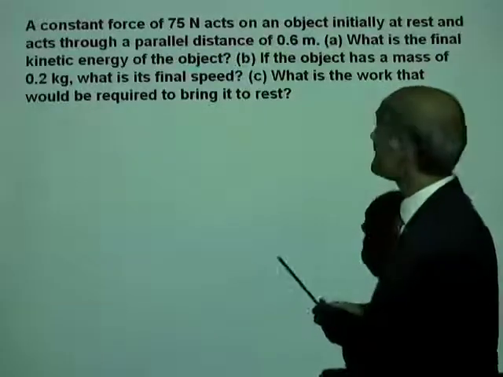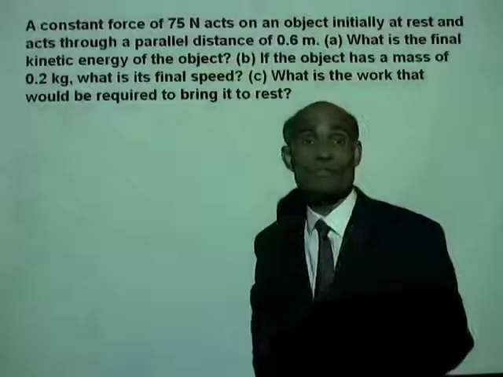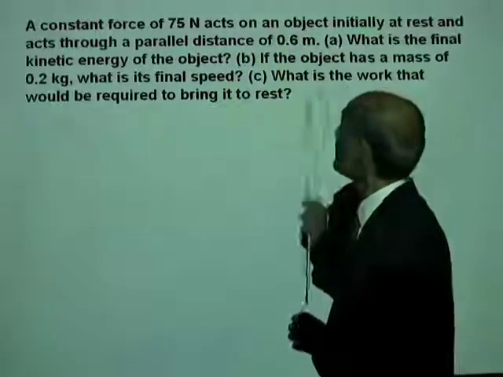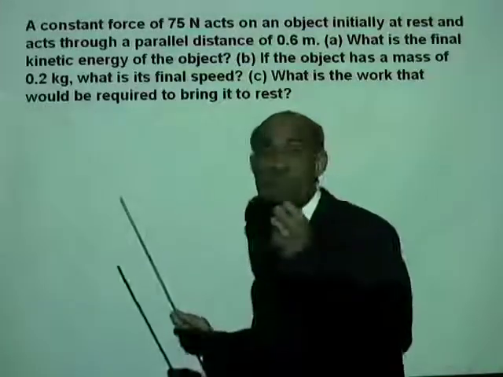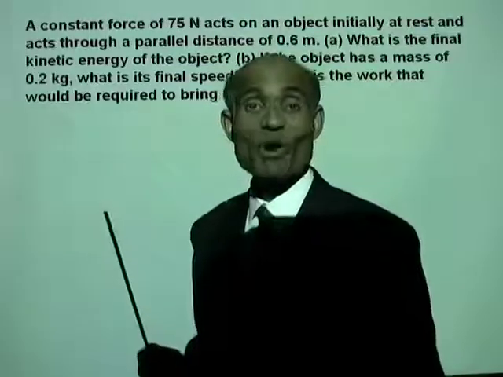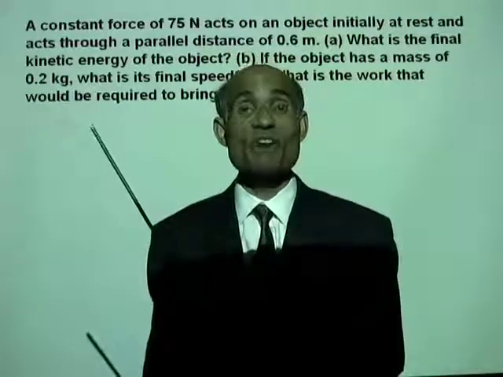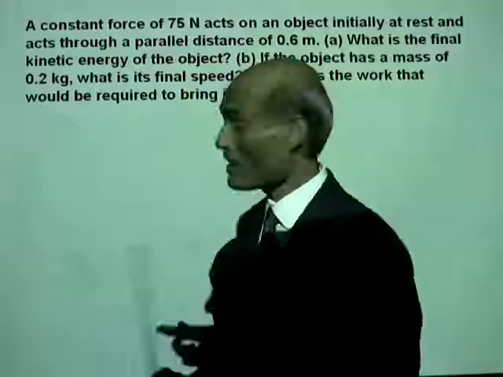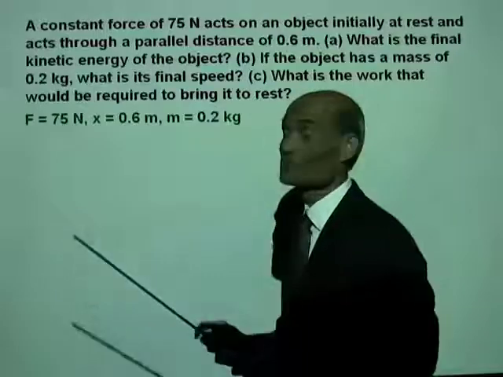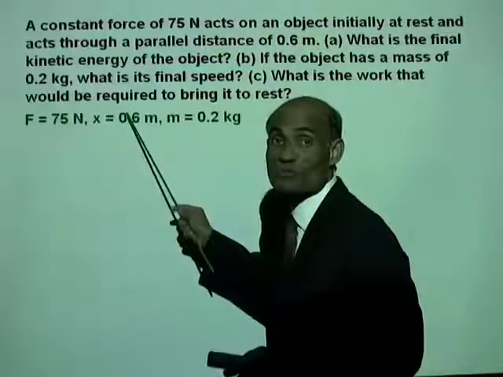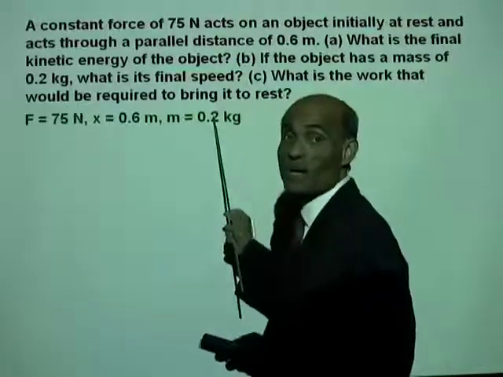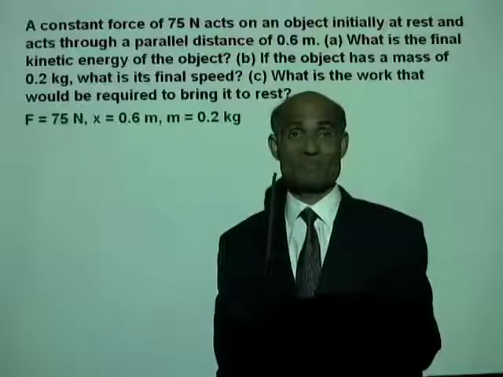B. If the object has a mass of 0.2 kilogram, what is its final speed? What is the work that would be required to bring it to rest? Well, what all this problem involves is the basic definition of kinetic energy. Alright, what do we have? We have a force of 75 Newton. The displacement produced by that force is 0.6 meter on a mass m equal to 0.2 kilogram.